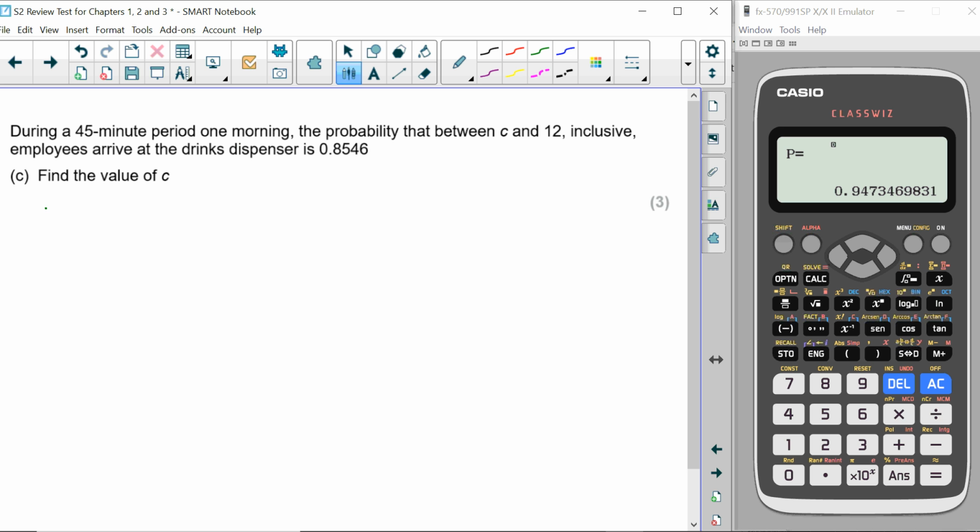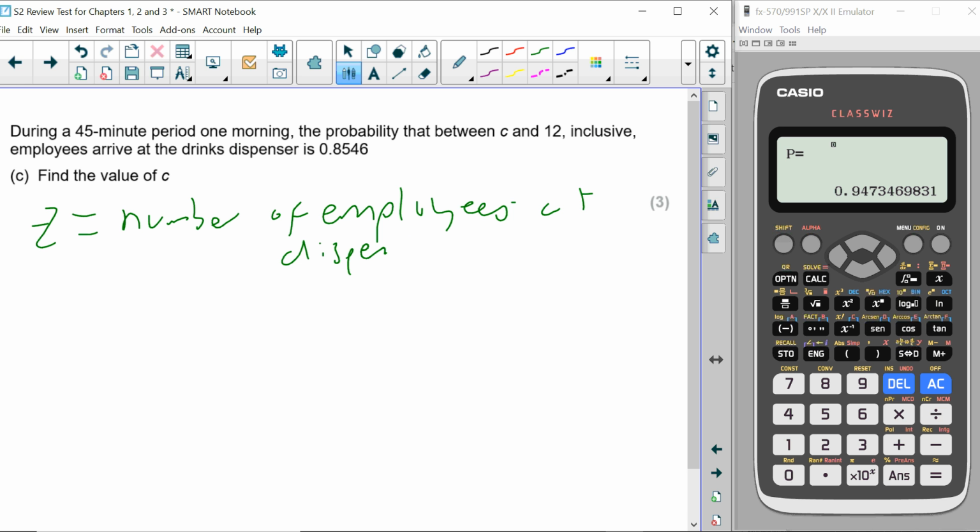So I'm going to have maybe Z this time, not to be confused with the z values of the normal distribution. So the Z values could be the number of employees at the dispenser in a 45-minute period.